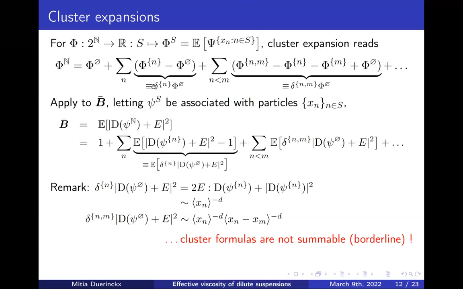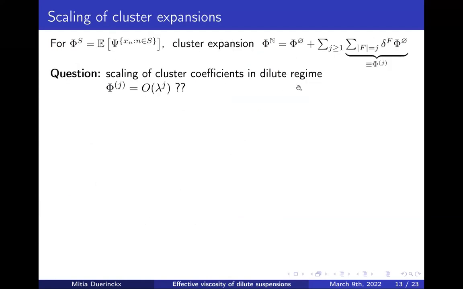But before we talk about that, let me try to see what should be the scaling of the different terms. You expect the first term here to be of order lambda, then the second one, according to physicists, to be of order lambda squared, and so on. If we look in the physics literature, we see that the jth term in the cluster expansion should be like the jth power of the volume fraction. Now let's see what we actually have.